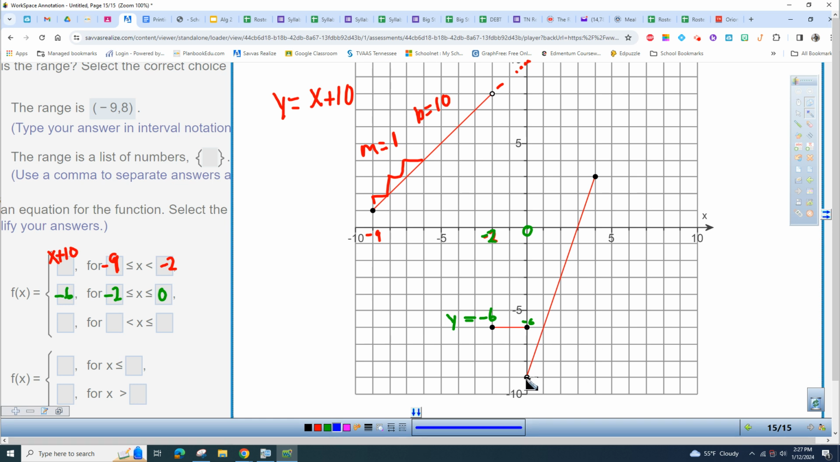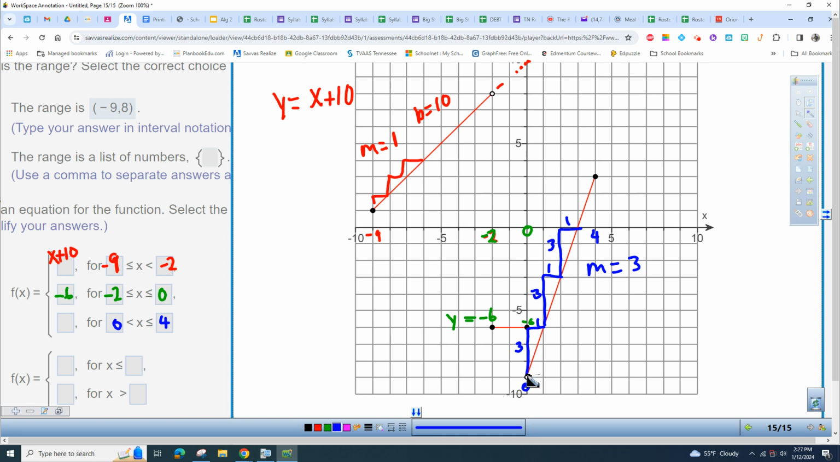All right, and then our last one here, I'm going to do this all in blue so we can keep track. It starts at 0 and goes to 4, doesn't it? x equals 0 and x equals 4. So that's 0 to 4. Okay, for that. And now we've got to come up with the slope and the y-intercept. So I'm looking here, and it's going up 3 over 1, up 3 over 1, up 3 over 1.